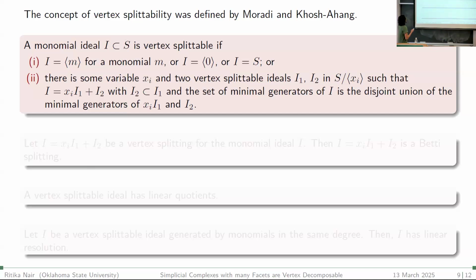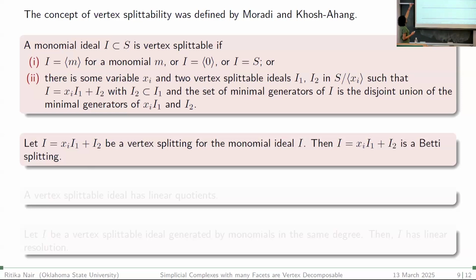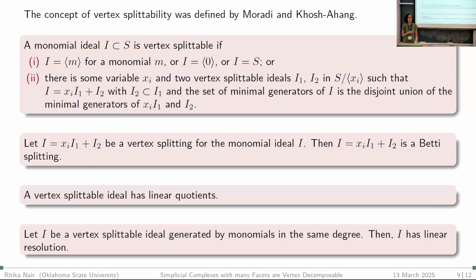Oh, okay, thank you. So I'll just wrap this up. These are some nice observations for those who are interested further. Vertex splittability gives Betti splitting. So we can talk about Betti numbers of the ideal using the Betti numbers of those splitting ideals I1 and I2. It has linear quotients, and further, if it's equigenerated, it will have linear resolution.